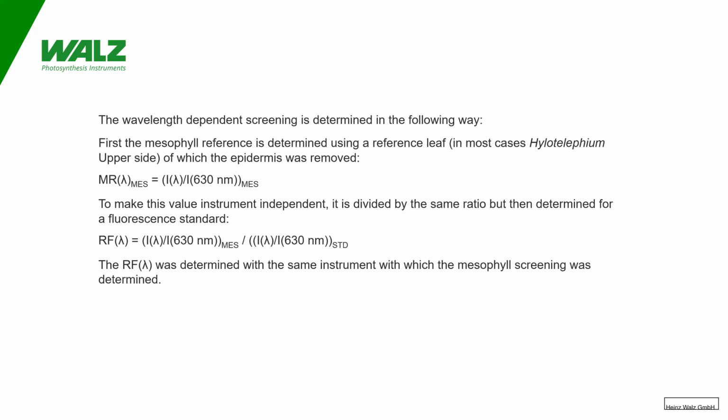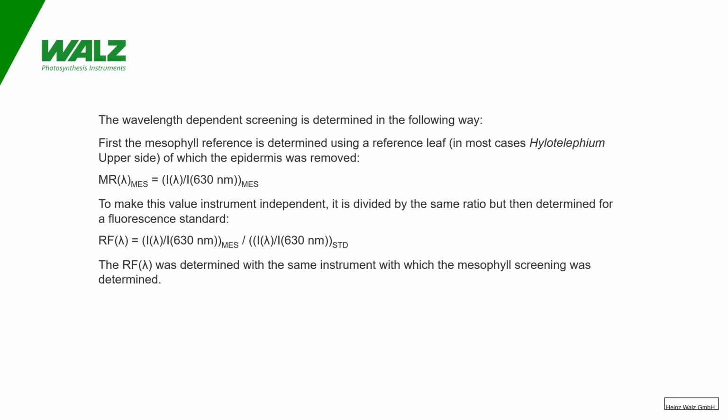The leaf state analyzer is almost a push-button instrument. The calculation of the screening is done by the instrument. However, it may be worthwhile to have some knowledge of the applied method. The epidermis of some plant species can be removed relatively easily. From 3 of these plants, the epidermis was removed and the fluorescence emission at the 4 screening wavelengths and the 630 nanometer reference wavelength was determined.